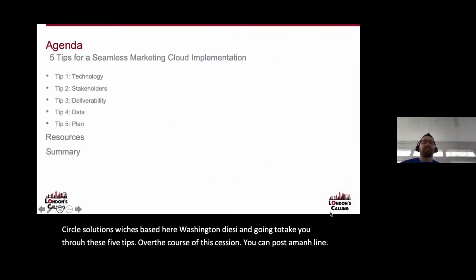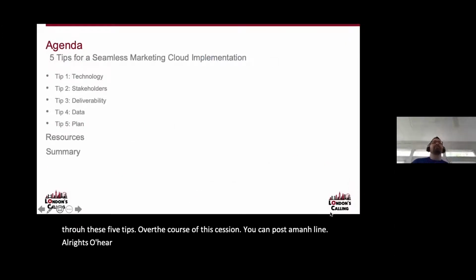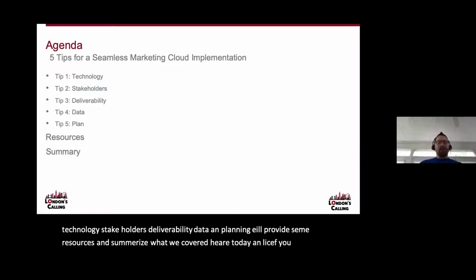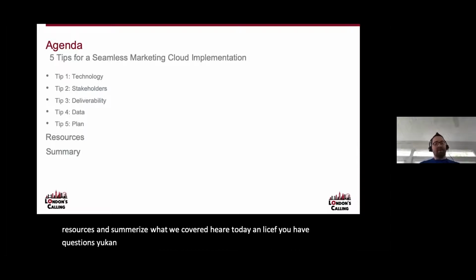All right, so here's our agenda for today. The 5 tips I'm going to take us through are technology, stakeholders, deliverability, data, and planning. I'll provide some resources and summarize what we covered here today. And like I said, if you have questions, you can send them to me online. I will be as responsive as I can since I am not with you in person right now.